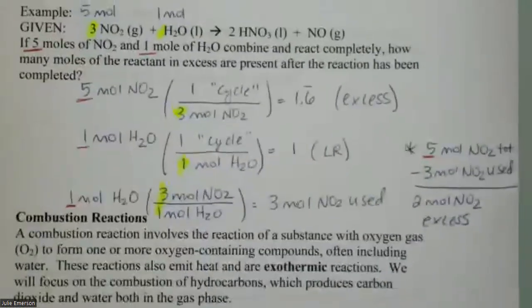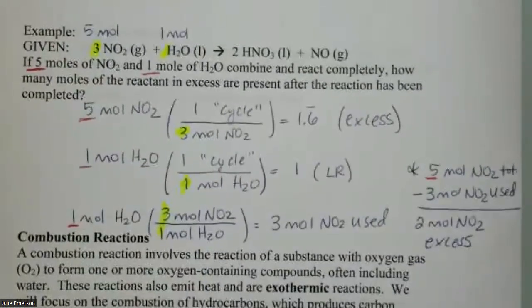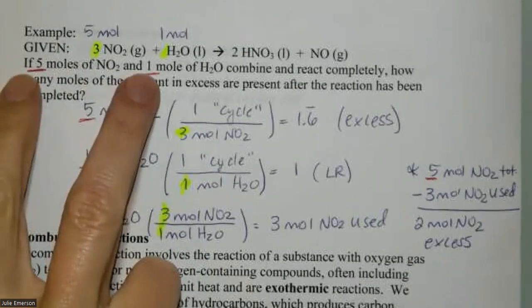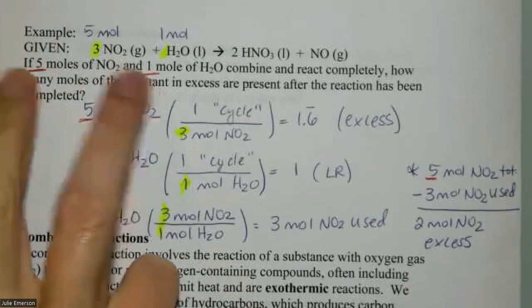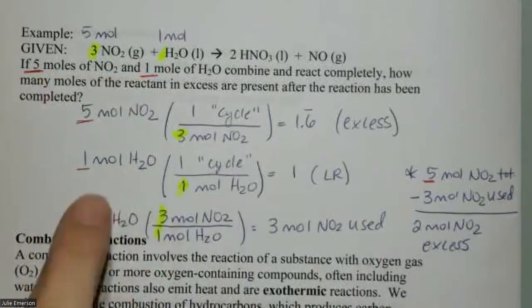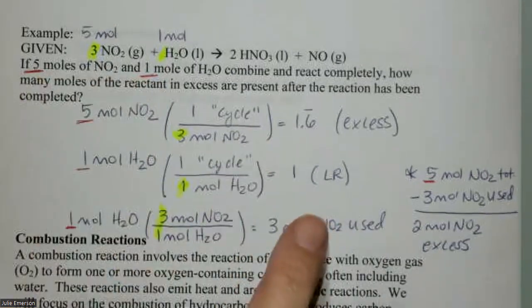All right, so this particular question may not look quite so bad because it's just moles. The math here wasn't that bad. But imagine if instead of moles, it gave us grams. Let's say we had 5 grams of NO2 and 1 gram of water. Then we've got to go to moles first using molar mass, but then it's all the same. Figure out which one's limiting first.